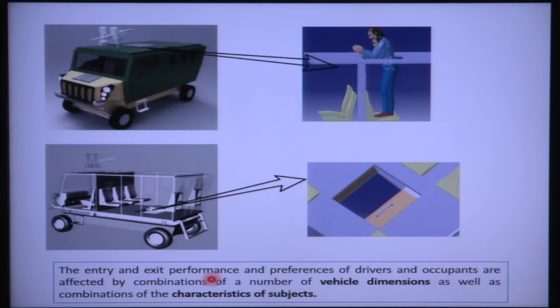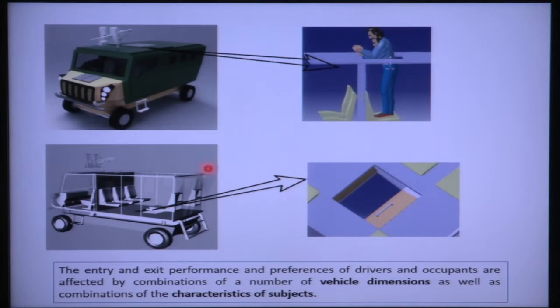The entry and exit performance of drivers and occupants is affected by a combination of factors: vehicle dimensions and various component dimensions of the vehicle, and at the same time characteristics of the driver or subjects or passengers. So, who are going to enter or come out of the vehicle, their physical characteristics, whether they are thin or fat, their body dimensions, their somatotype, that is important. At the same time vehicle dimensions, say roof height, step height, door opening size, all these factors are actually very important.